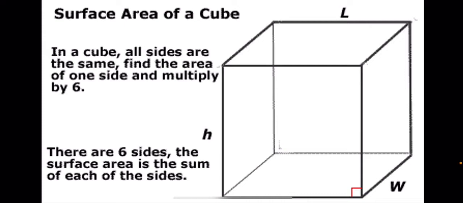Now let's learn about the 3D shapes. The surface area of a cube. Now a cube has 6 plane surfaces called faces, 12 edges and 8 vertices. Each face is a square and the 12 edges are of equal length. So there are 6 sides. The surface area is the same for each of the sides.